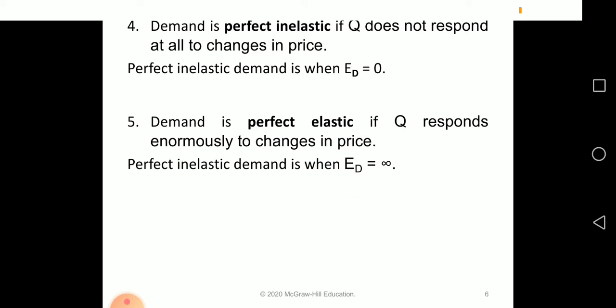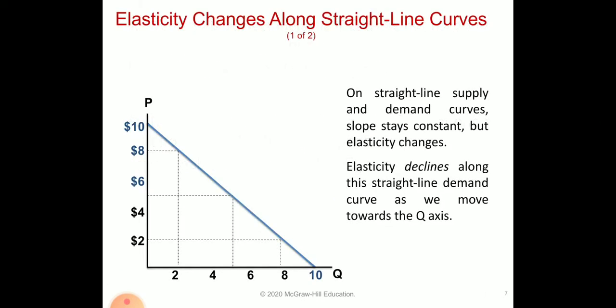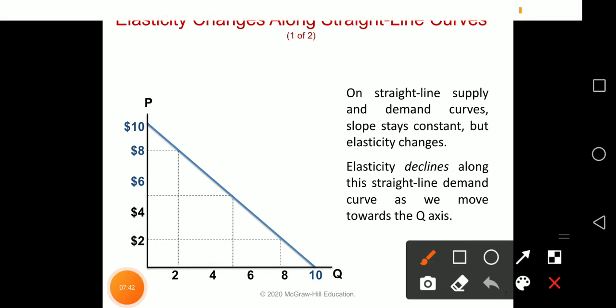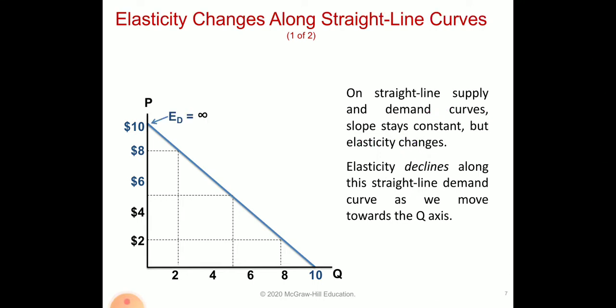Okay, with no limit. Elasticity changes along straight line curves. This is a curve and it's very easy. On a straight line, we have supply and demand curves. We also have the slope. The slope stays constant, but elasticity changes. Okay, let's see what I'm talking about.